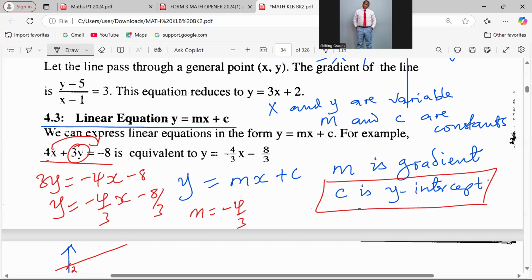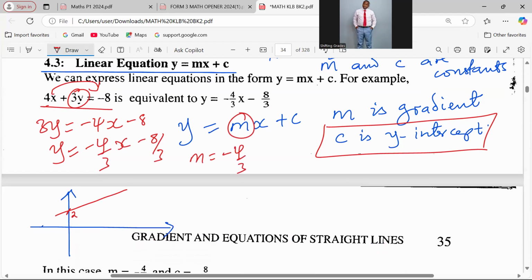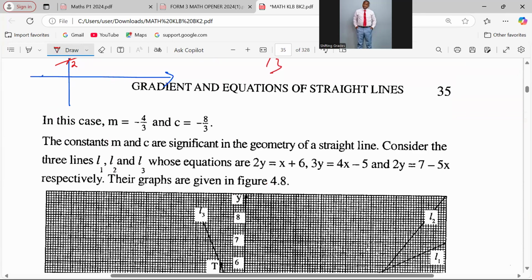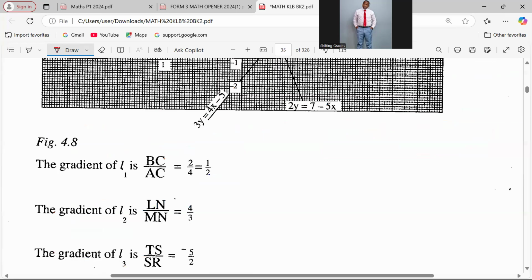You just pick it as the value of m, or rather, the coefficient of x. Whatever is behind x, the coefficient of x, gives us our gradient. Then the value of c, which is the y-intercept, is going to be negative 8 over 3. So in case the line is drawn, it will cut the vertical axis exactly at negative 8 over 3. Something that you're supposed to understand.